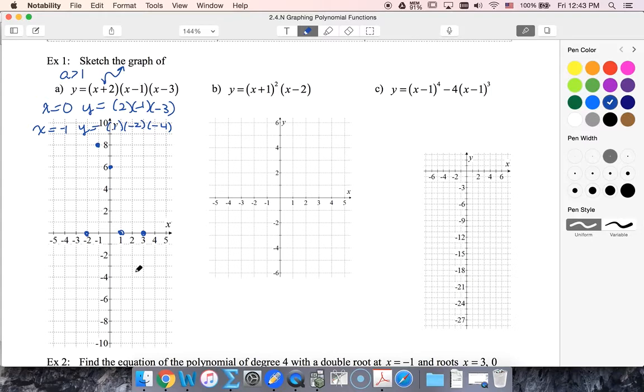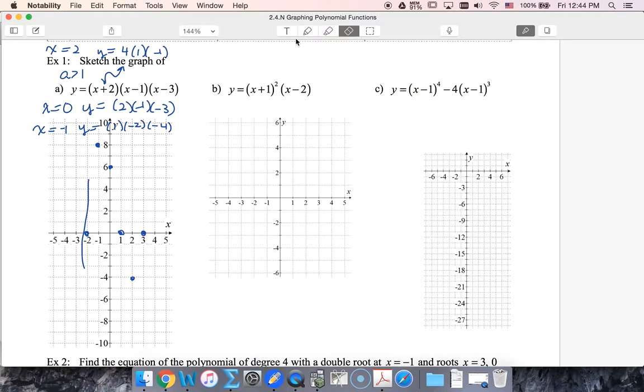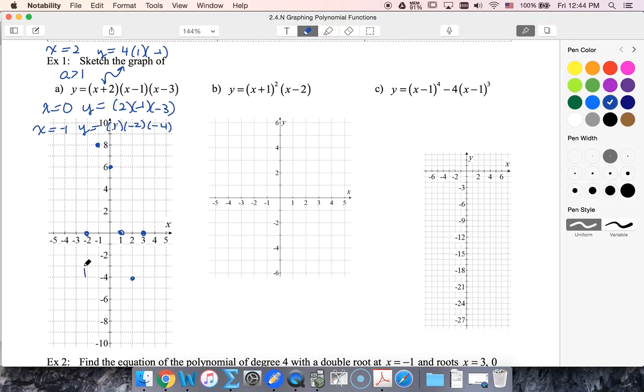I could also plug in 2 to see roughly where I turn around down here. So when x is equal to 2, my y value is going to be 4 times 1 times -1, so I'll get -4. And using those, I can make a nicer cubic. Try and make it smooth. It's a little bit hard for me on this, but hopefully you can do a better job than I do. What needs to be clear, though, is our shape, our y-intercept, and our x-intercepts.